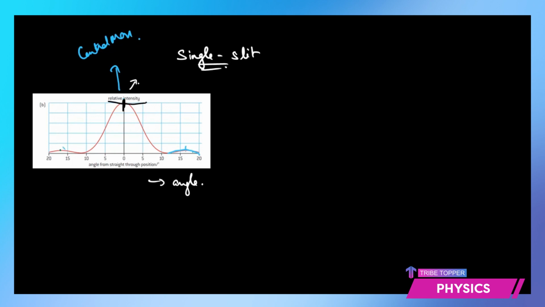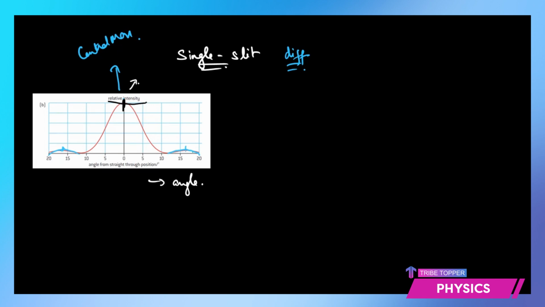See, this is the relative intensity. That's the height of these waves. Which indicates that your relative intensity drops sharply with angle when we talk of a single slit. But this is a single slit diffraction, not the interference. The first one was an interference from the double slit. This is the diffraction from a single slit.